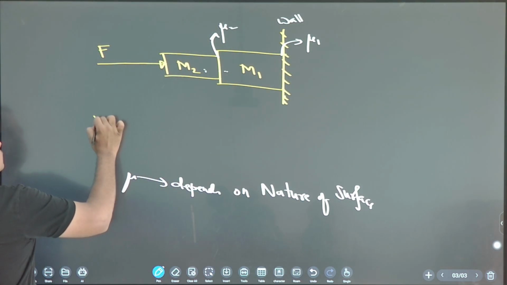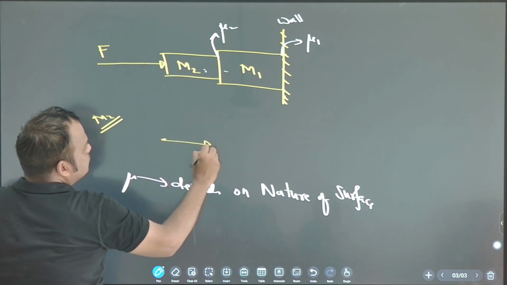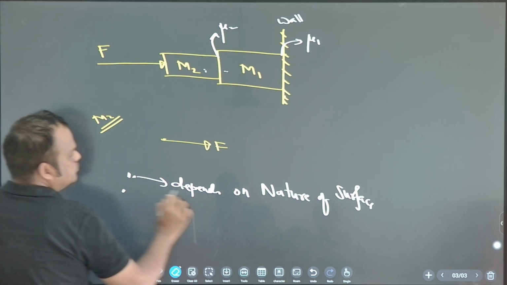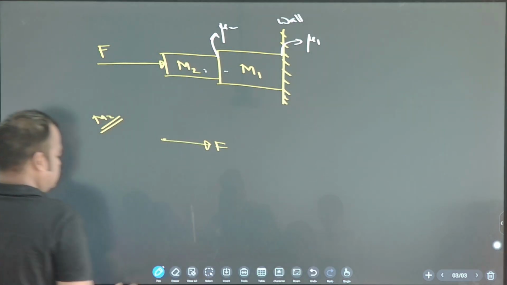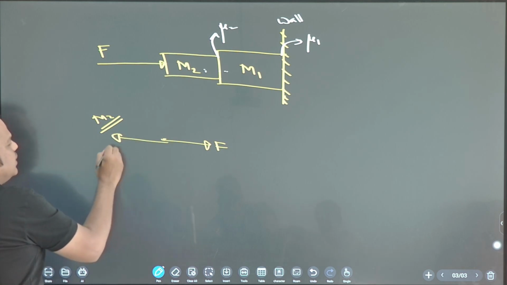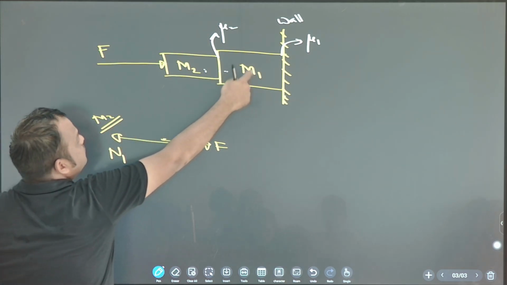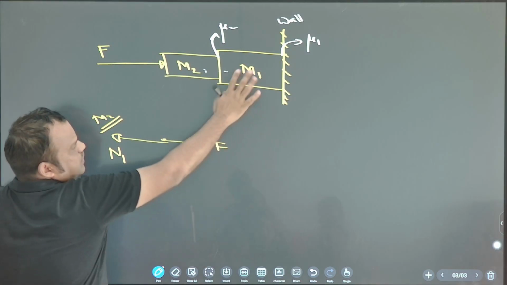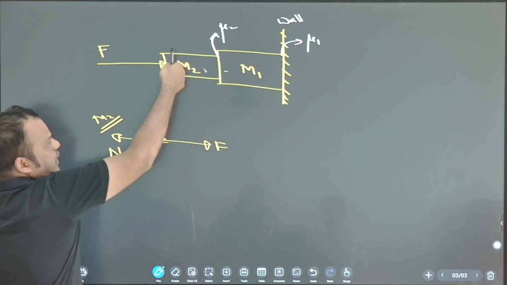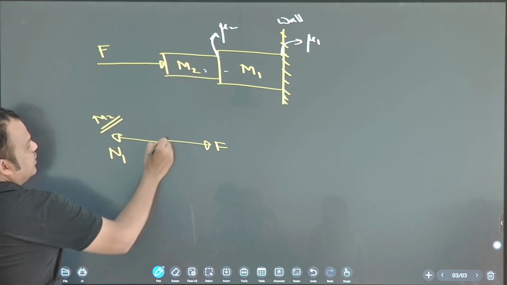For M2, capital F is acting to the right side, and normal from M1 is acting to the left side. Let's call it N1. What is N1? Normal from M1. Normal on M2 from M1 will be to the left side. And M2g downward.